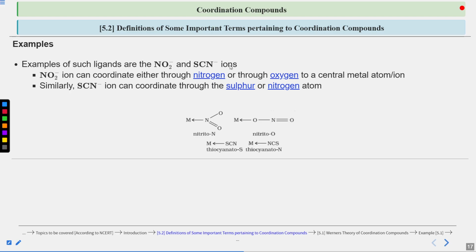The other example is SCN. When in the SCN the sulfur is bonding with the central metal or ion, this is known as thiocyanato S. Similarly, if in the SCN the N is bonding with the central atom or ion, then this structure is known as thiocyanato N, because N is bonding with the central metal or ion. So these are the examples of ambidentate ligands.